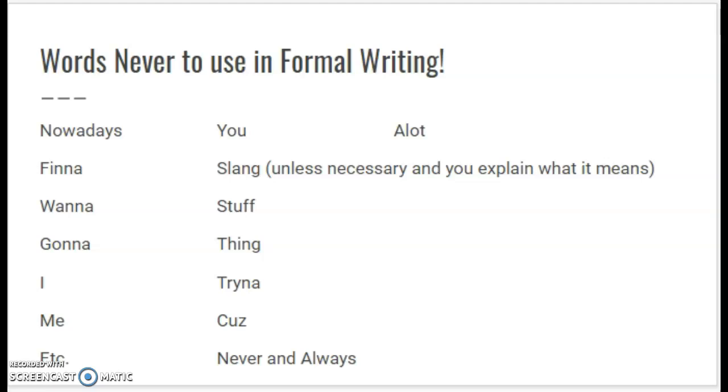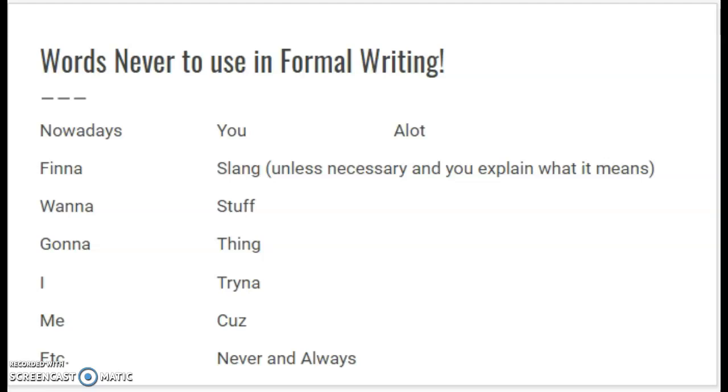Never use the word wanna, not a word. Stuff, gonna, not a word. Thing. I. Now, if you use the word I, you should never use it unless you're telling a story about yourself. And then use it sparingly. Like if you're using an anecdote or a little short story in your hook, or if one of your examples is personal. I get having to use I a couple of times, but we don't want to see I throughout the whole paper.